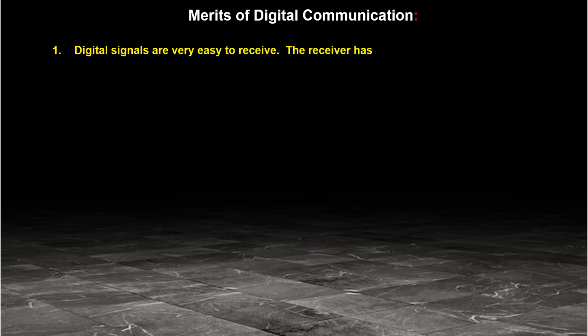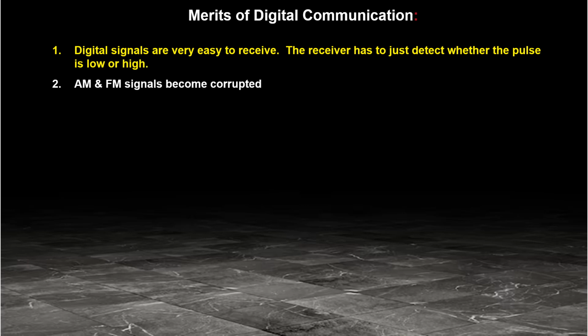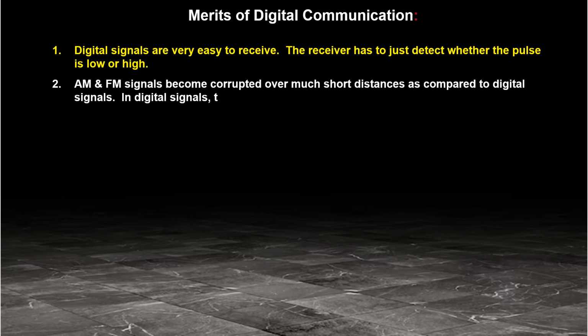Merits of digital communication. Digital signals are very easy to receive. The receiver has to just detect whether the pulse is low or high. AM and FM signals become corrupted over much shorter distances, as compared to digital signals. In digital signals, the original signal can be reproduced accurately.